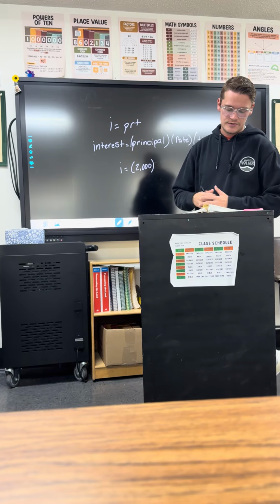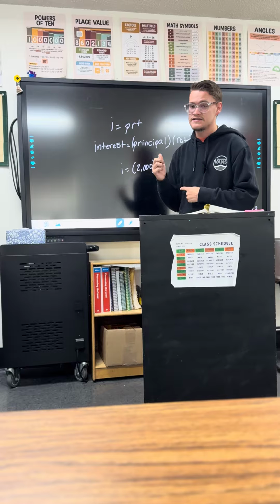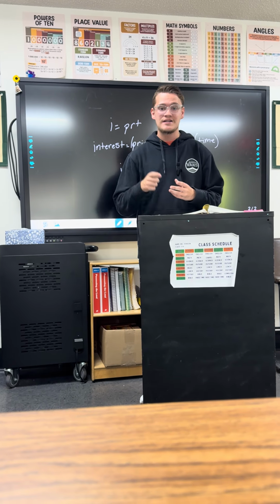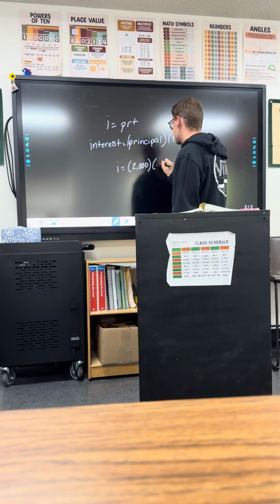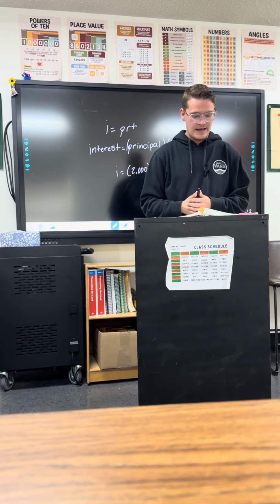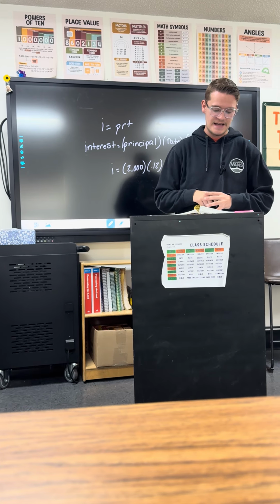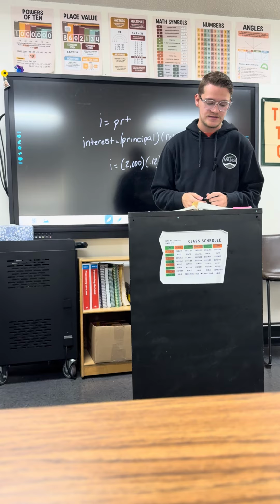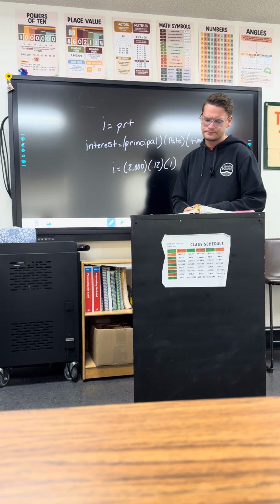Times R times T. What was the rate of interest? The rate was 12%. I cannot leave this as a percent when I multiply. So remember, to change a percent to a decimal, I just move the decimal place 2 places to the left, and that allows me to multiply. So 12% would be 0.12. And then my last thing is time. Time is asking us how many years did he do this, and the question specifically says he borrowed $2,000 for 1 year. So I only have to put a 1 right here.